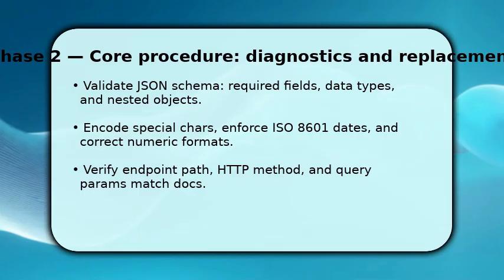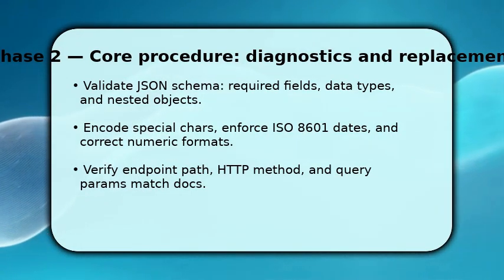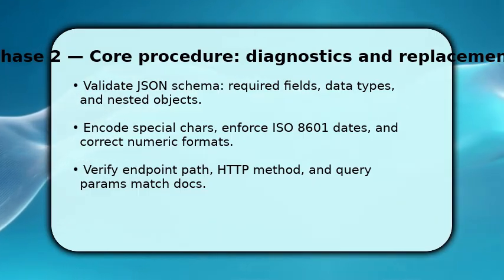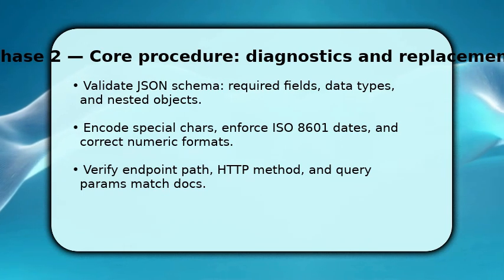Next, confirm the endpoint path and HTTP method match the API docs and that query parameters are URL encoded. Once fixed, resend the request and compare status codes and response bodies. Repeat until the response is correct. Finish by verifying authentication.